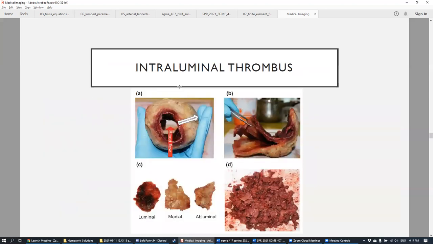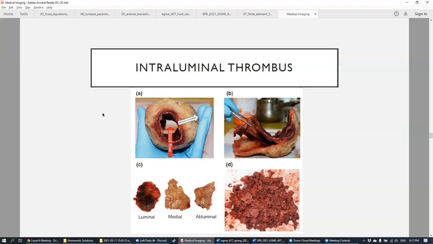And here are some pictures of that intraluminal thrombus. It's kind of gross. Maybe I should have given a warning. It's kind of jello-y, but it's gross, and it robs the vessel wall of a lot. And this is very common in AAAs.